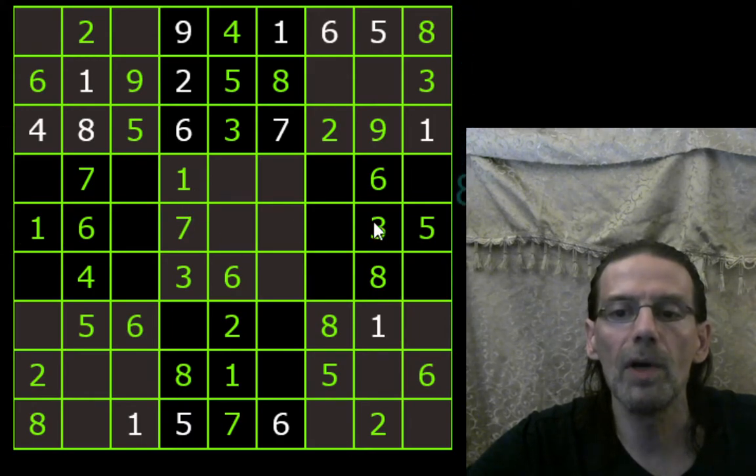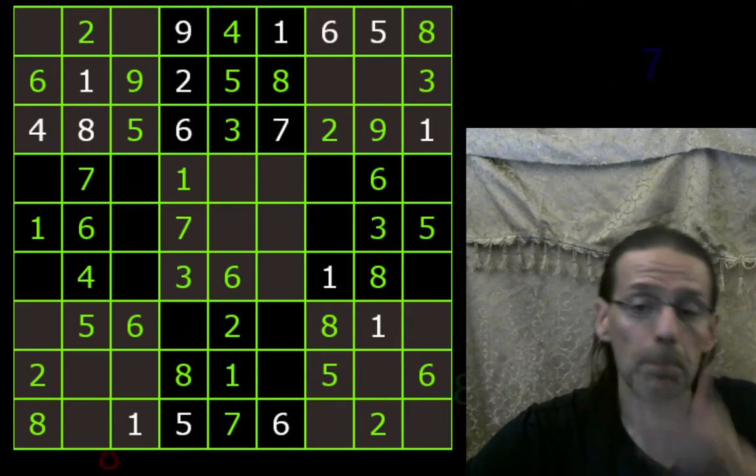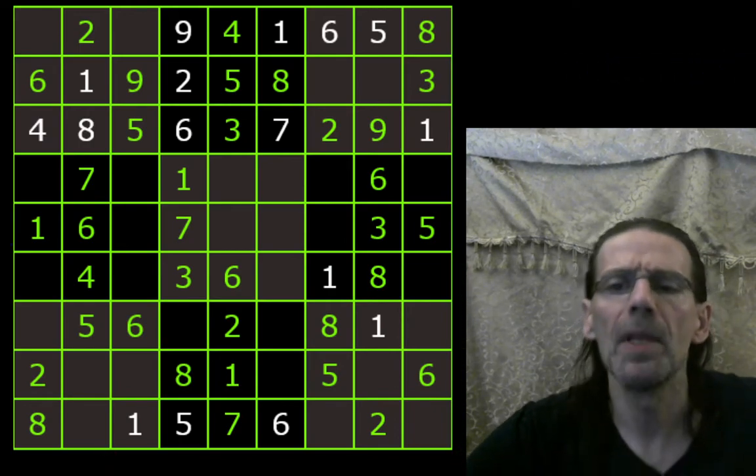Now what? 2 1s come across. This 1 blocks those out. This 1 blocks those out. That 1 blocks that one out. That's a 1. And all the 1s are done. That's a rhyme. All the 1s are done.